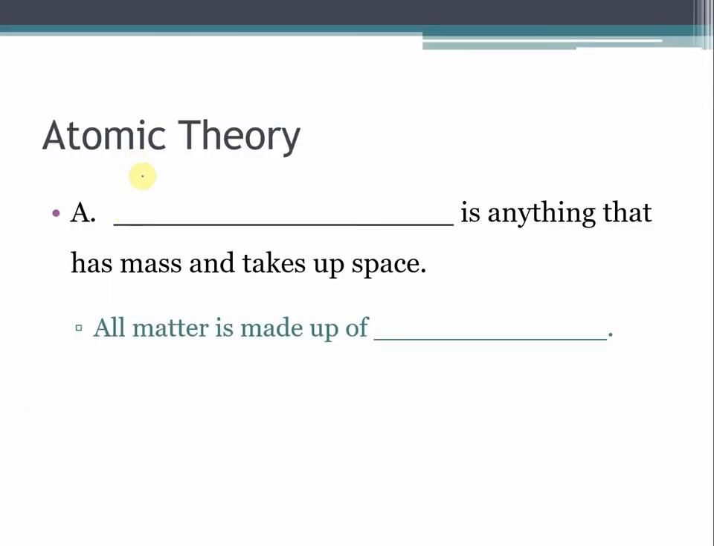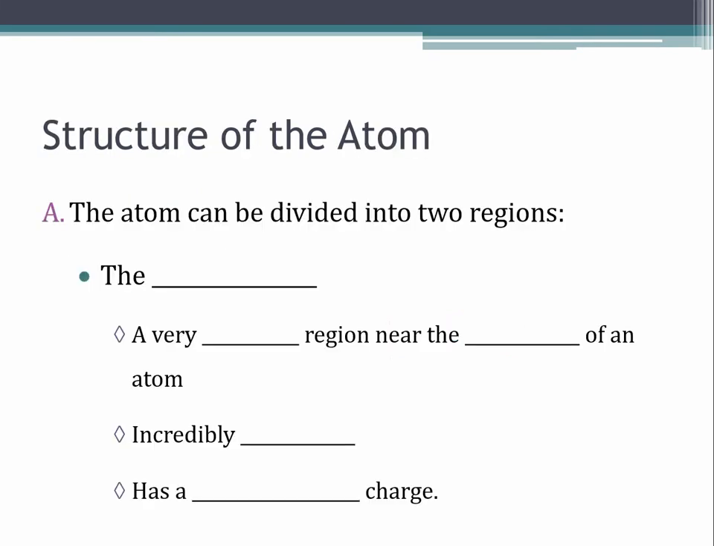As we talked about in unit 1, matter is anything that has mass and takes up space. So anything you've ever smelled, touched, tasted, that's all matter. And what we touched on in unit 1 is that all matter is made up of atoms. Well, in this unit, we're really going to expand on that. We're going to talk all about atoms. First, we're going to talk about the structure of the atom.